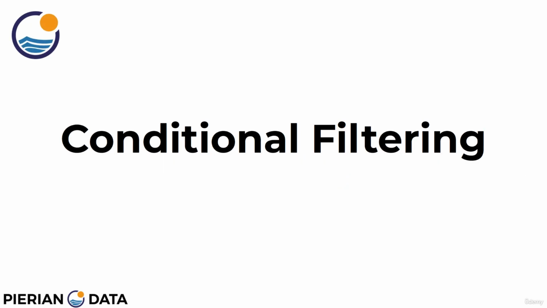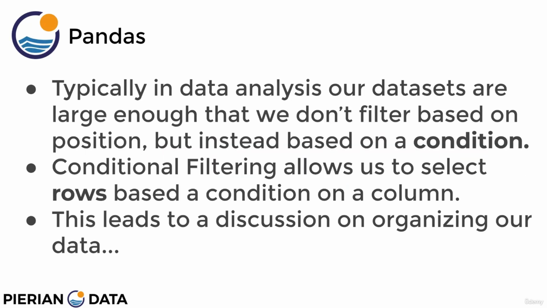Welcome back everyone to this lecture on conditional filtering with pandas. Now we've already learned how to filter out columns or rows based off the position of those rows or the actual label name. However, typically in data analysis, our data sets are going to be large enough that we don't filter based off a position. We're not going to actually know what row is at index position 100, for instance. But instead, we typically filter based off a condition.